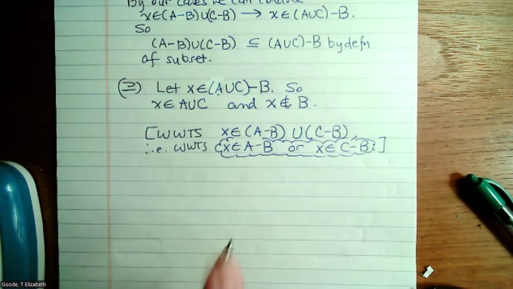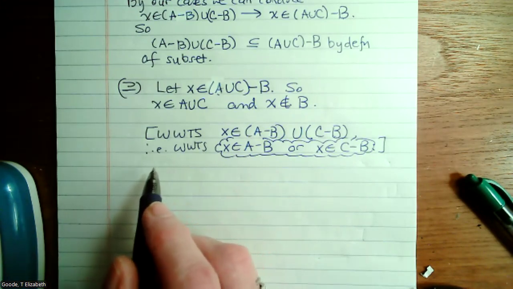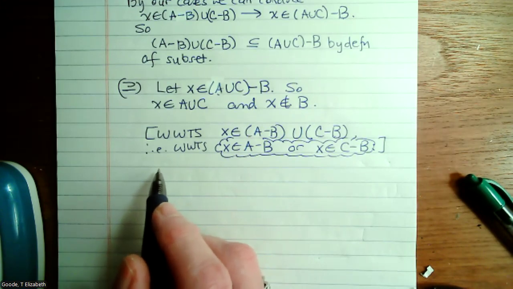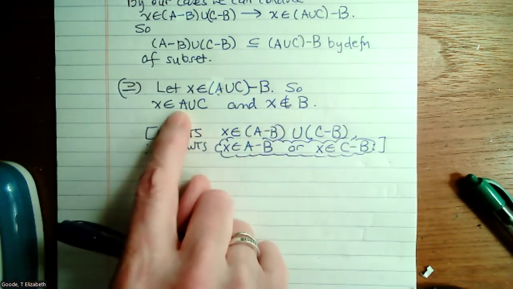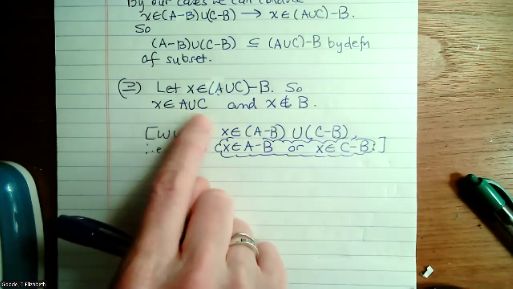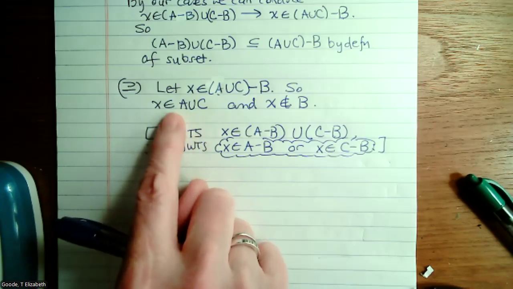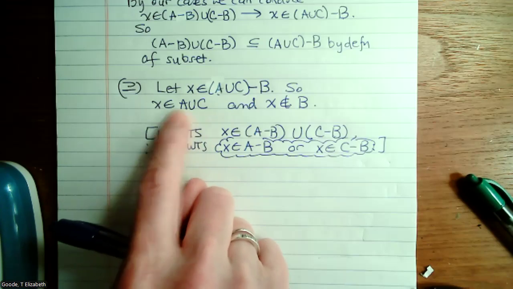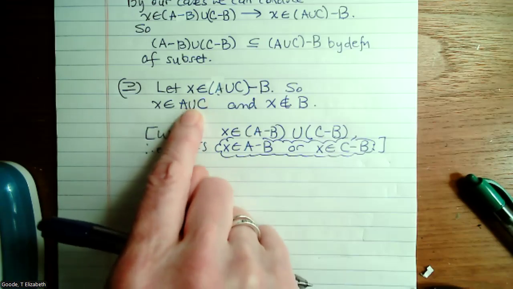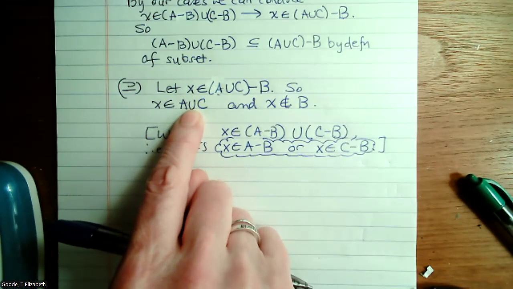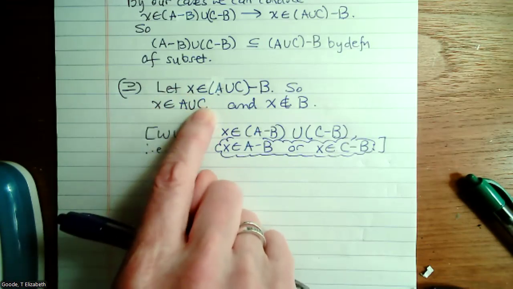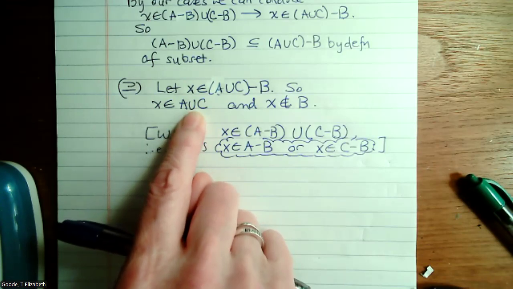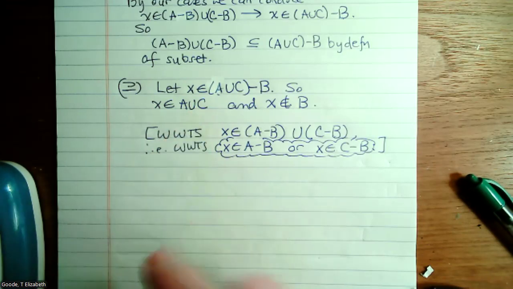Okay, so case one, suppose X is an element in A minus B. Well, that's jumping the gun a little bit because we haven't broken X out from being in A union C yet. We're not down to our atomic elements yet. Let's break down this set operator called union to set up our cases.